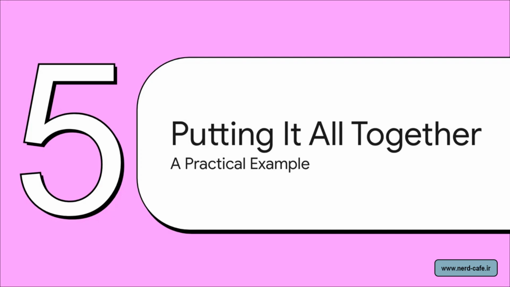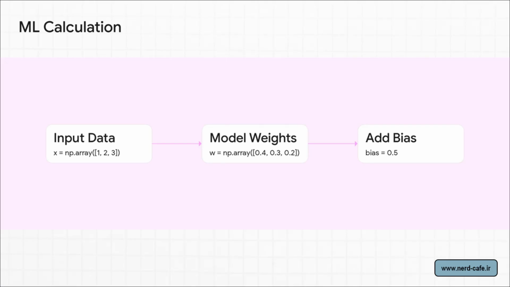Okay, enough theory. Let's see how all these concepts, the naming, the data types, the calculations, all come together in a practical, real-world machine learning example. And we're going to use a really powerful library called NumPy to do it. All right, here we go. First, we define our input features in a variable we'll call x. Then we create our model's weights, the stuff it has learned, in a variable w. And finally, we add a bias term. See how those descriptive names make it instantly clear what each part is doing?